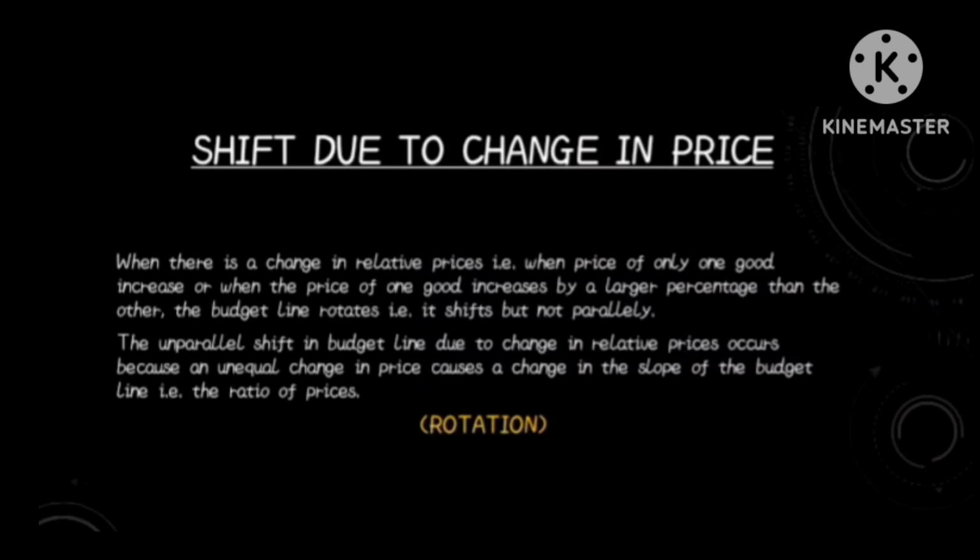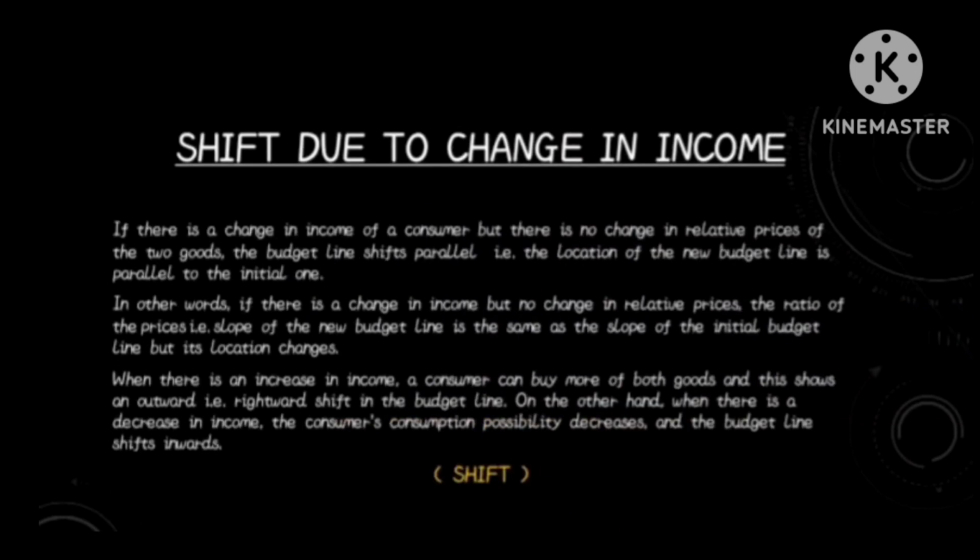Alright, the unparallel shift in the budget line due to change in relative prices occurs because an unequal change in the price causes a change in the slope of the budget line. For example, the ratio of prices changes. Alright, so it shows the rotation. When we say the shift due to change in price, then we all should know that we will discuss the rotation of the line in the graph.